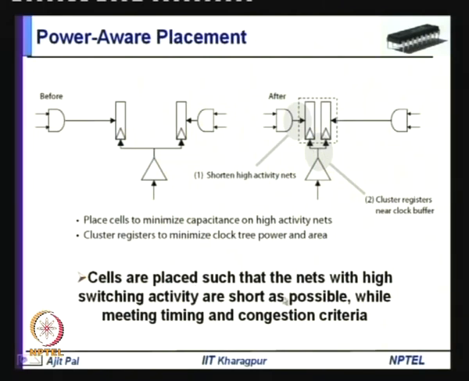So, the cells are placed such that the nets with high switching activity are as short as possible, while meeting the timing and congestion criteria. So, obviously, it has to satisfy the timing and congestion criteria when you are designing this type of clock gate, I mean when you are performing this placement and routing. Okay.